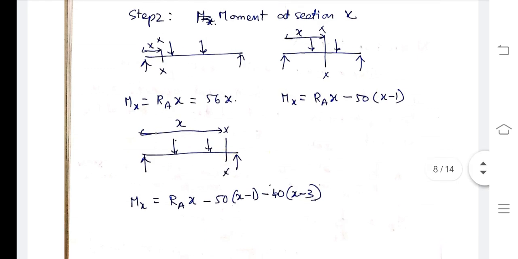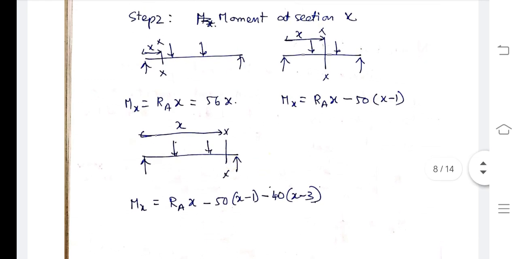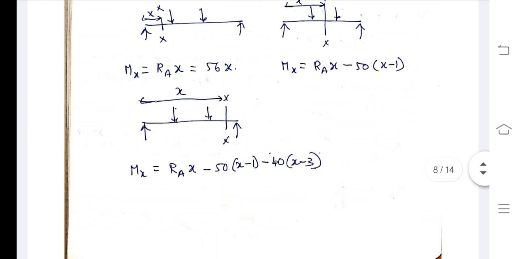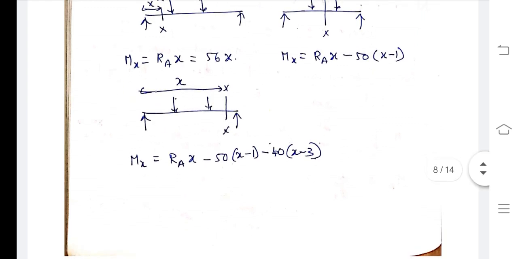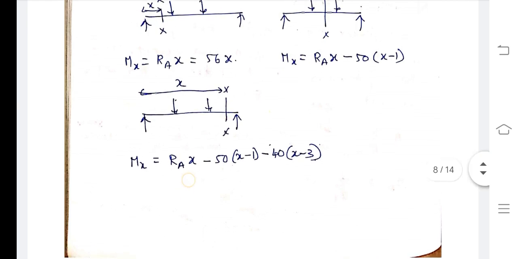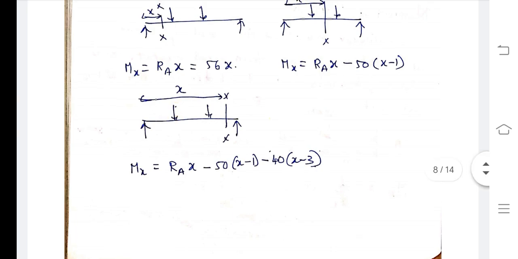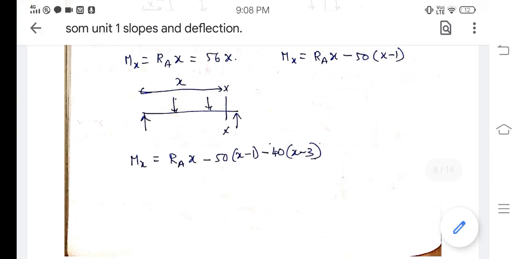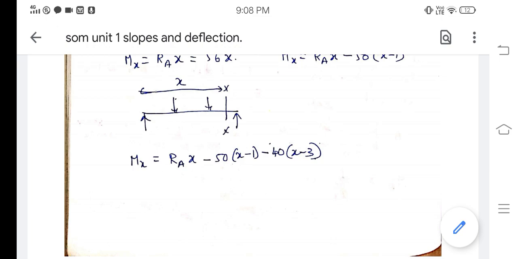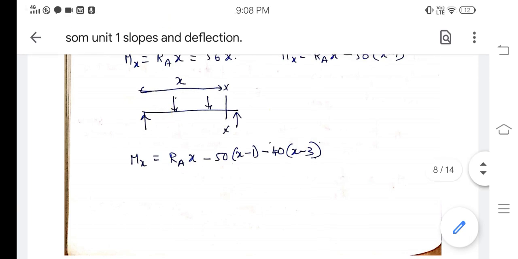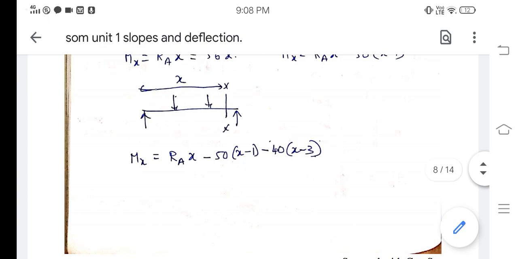Then at the third section, as you travel from the left side, X is the distance from A, so you have to take all the forces on the left side. The moment about the third section is RA into X, then minus 50 into X minus 1. The full distance is X, and the first segment is only 1 meter, so you subtract that and get the distance from the 50 kilonewton load, which is X minus 1.